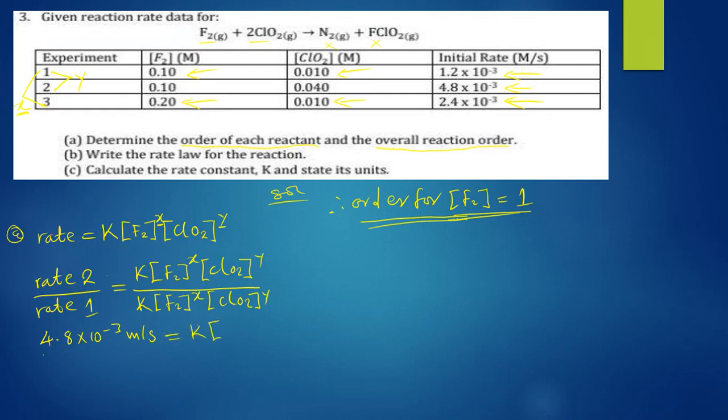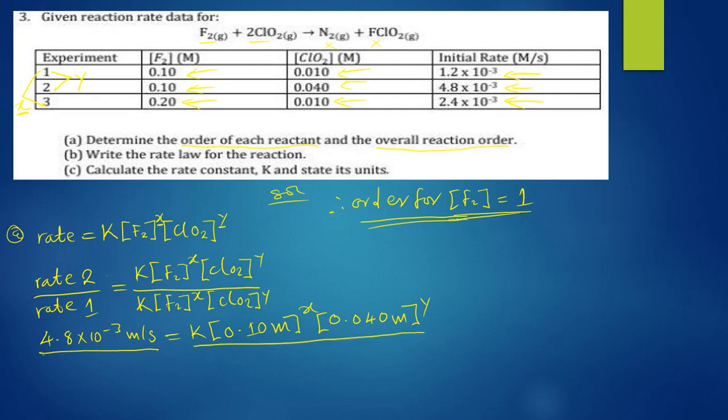And then what's the concentration for fluorine on experiment 2? That is 0.10, like that. And then you should raise it to x the power. And then what's the concentration for chlorine dioxide on experiment 2? It's here, which is 0.040, like that, raised to the order y, over, even this side we're having over, like that.